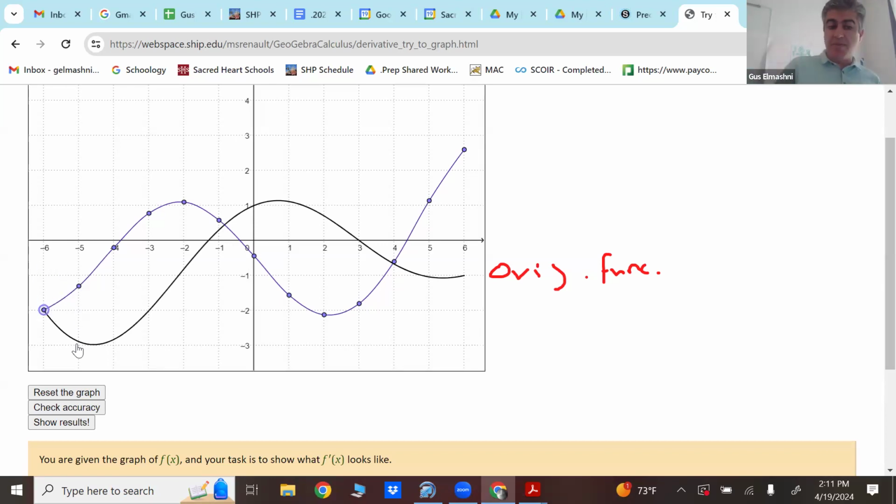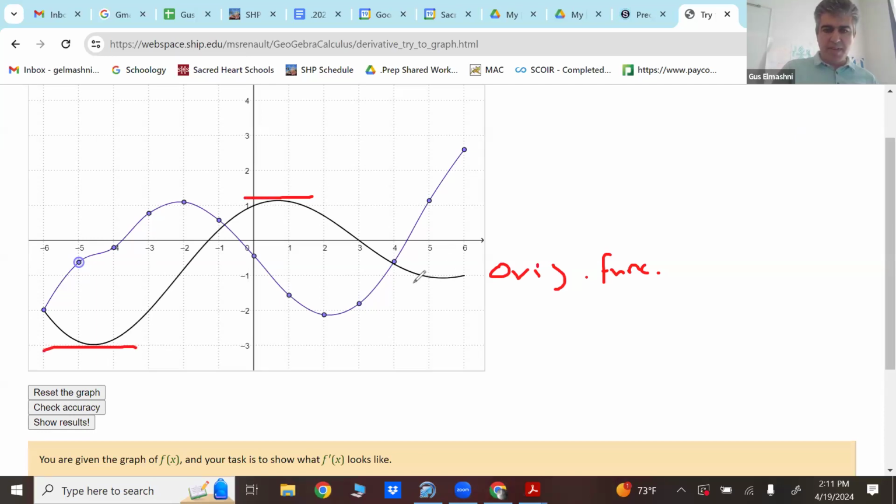Okay, at -5, slope positive or negative? But probably not as negative as before. Yeah, so I'll probably do that. Okay, and then definitely where's the slope? And I'm cheating. It's probably 0 here, 0 here, and 0 here. So I want the derivative to cross the x-axis at -4.5 roughly.